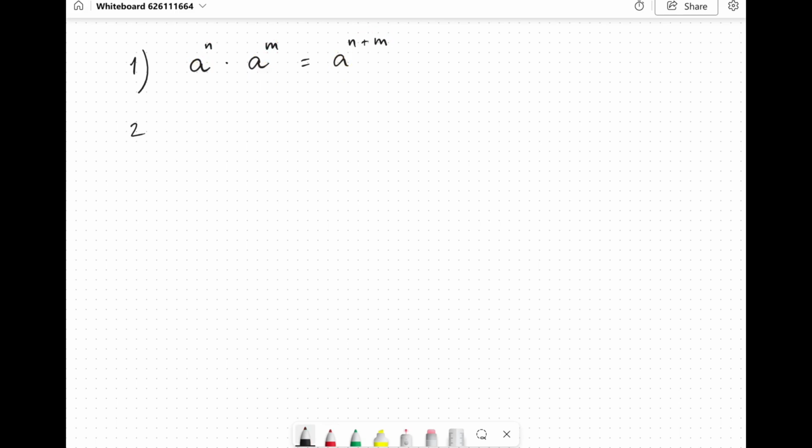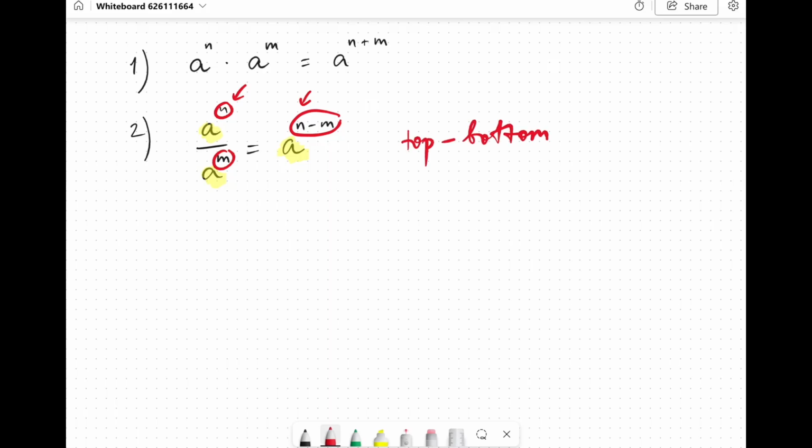Here is number 2. This one states that if you're dividing the same bases, you keep the base the same, but their exponents are being subtracted from one another, and it is very important to keep in mind that the top exponent will come first in your subtraction. So you will be subtracting top minus the bottom exponent, even if that results in a negative number.